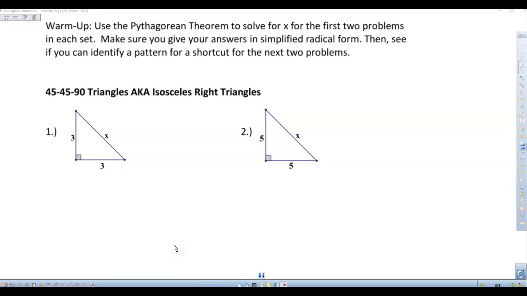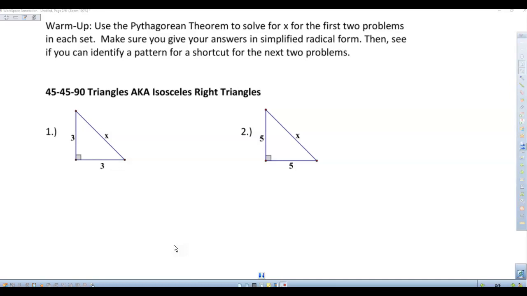So what I'd like for you to do is pause right now, solve problems 1 and 2, and then you can resume the video and see if you got the same thing as me, and then see if you can use the pattern that you identify to solve 3 and 4 without having to do any work. So go ahead and pause the video, and then you can start again once you've done these two problems. All right, welcome back.